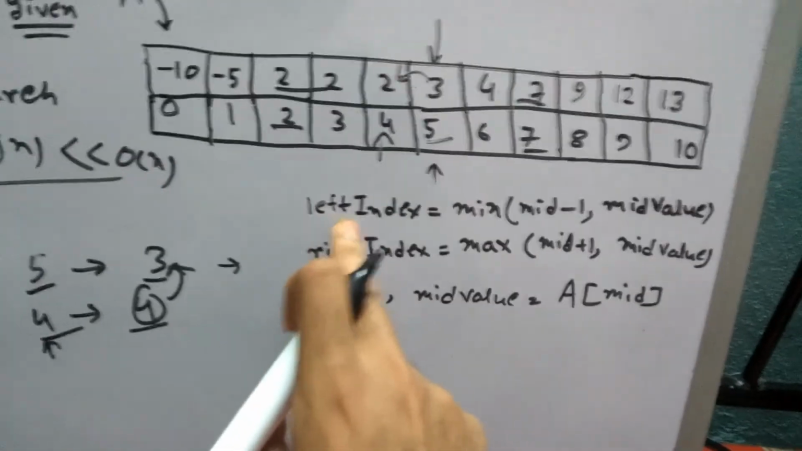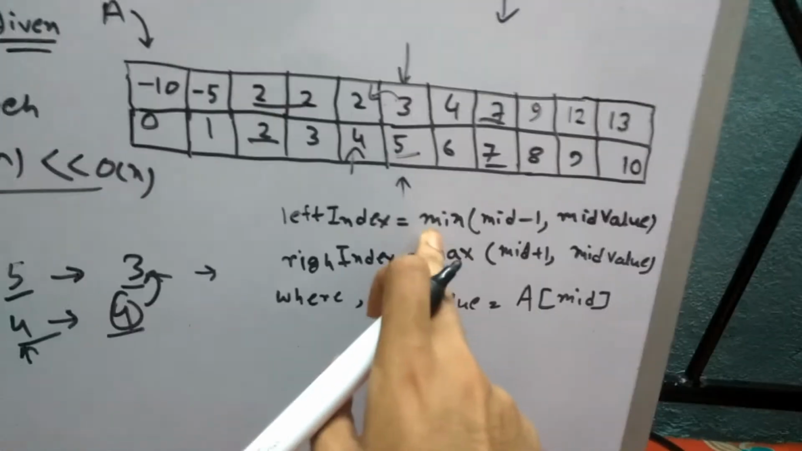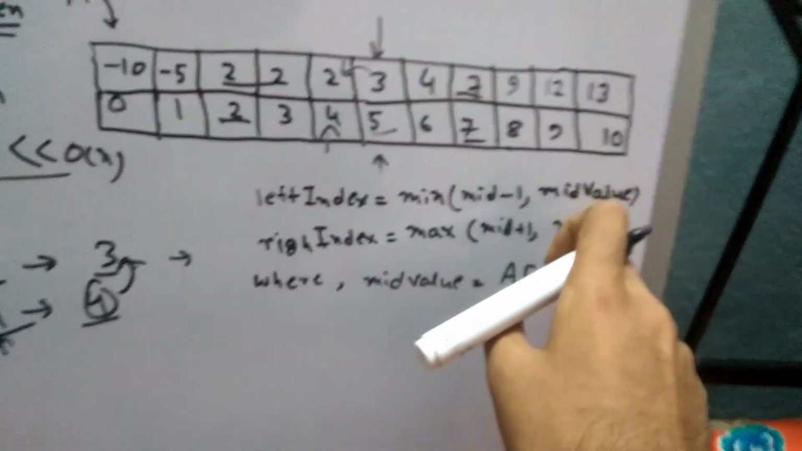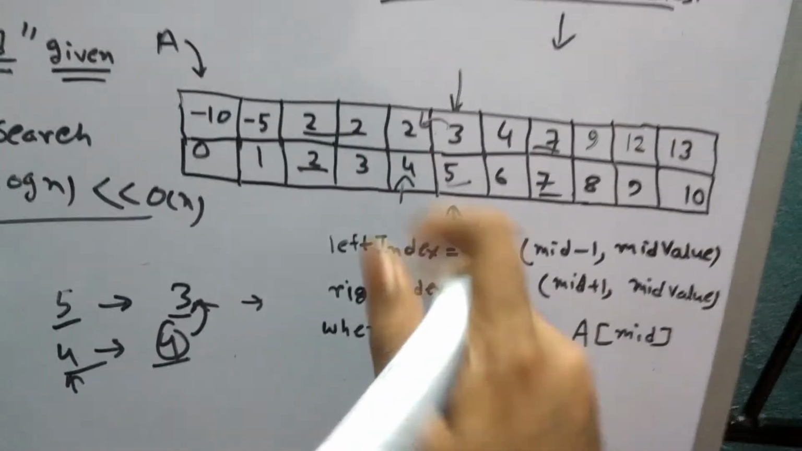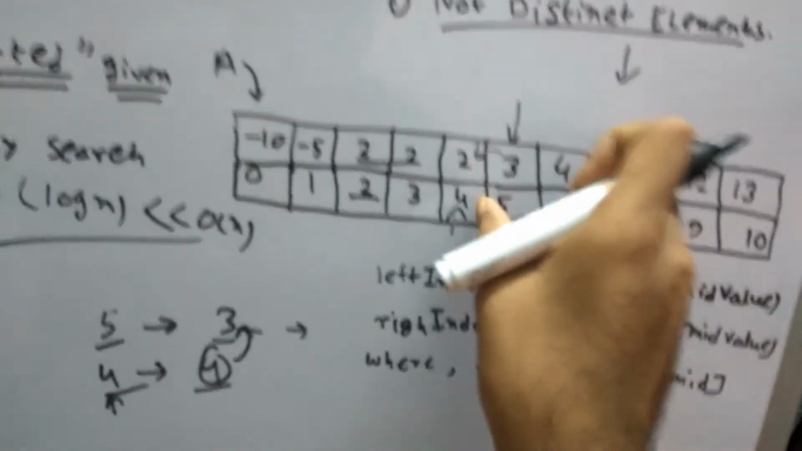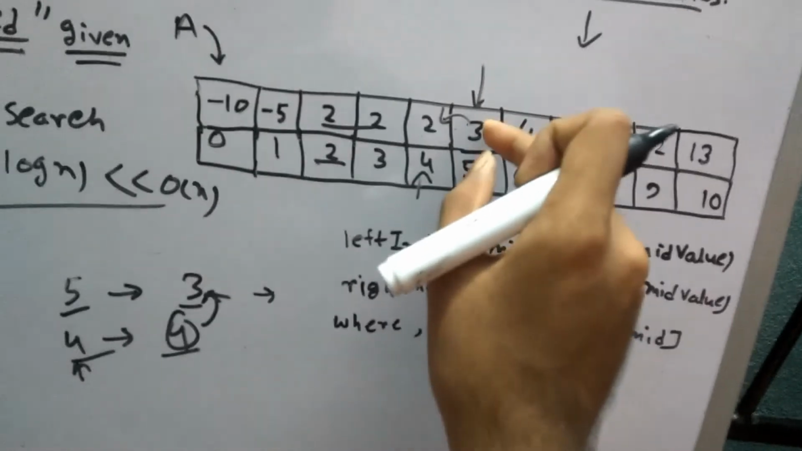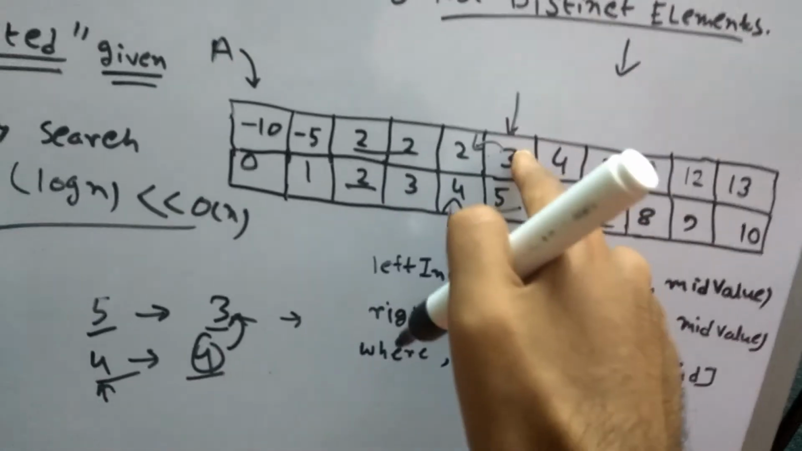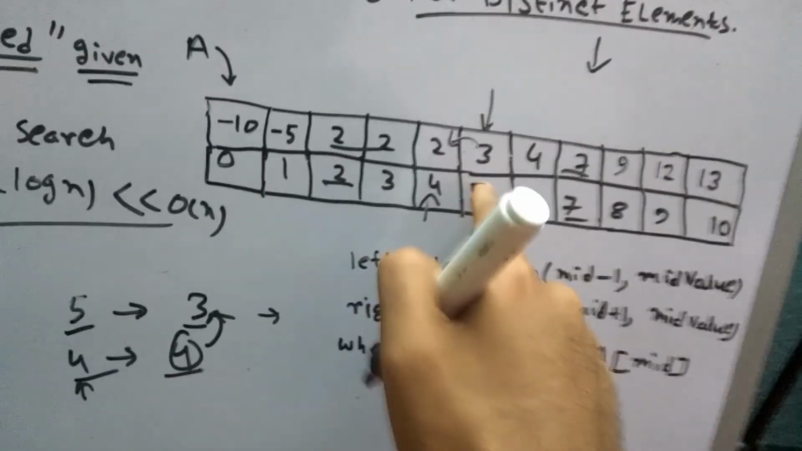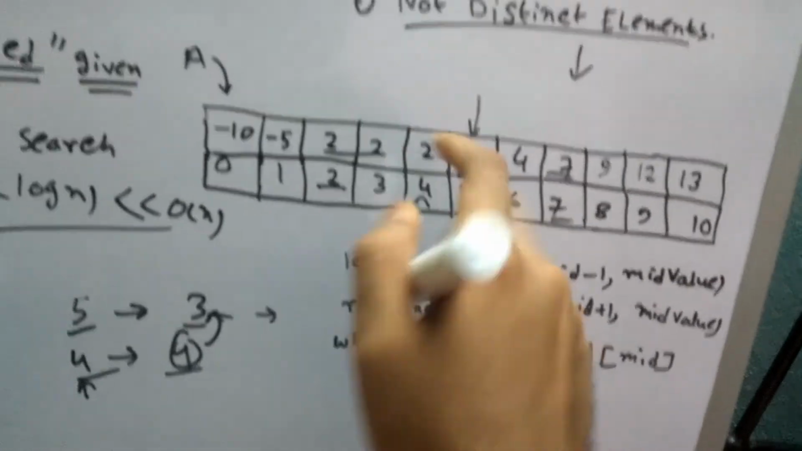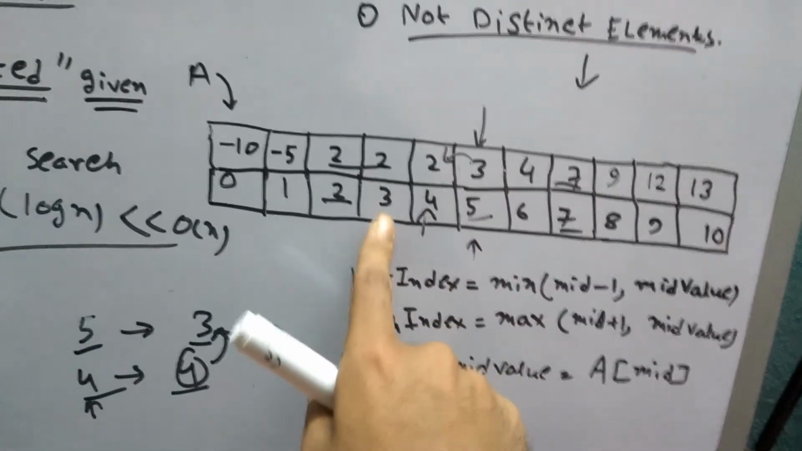Here we will find from where we need to check in the left. We will find the minimum of middle minus 1 comma middle value. So middle minus 1 is what? Middle minus 1 is 4. We will find what is the minimum between this 4 and this value 3. Here the value 3 is minimum, so that's why we will start checking from this index 3, because at 4 there is no possibility that we will have 4, because 4 is greater than 3. You get my point, right? So from here we will check.